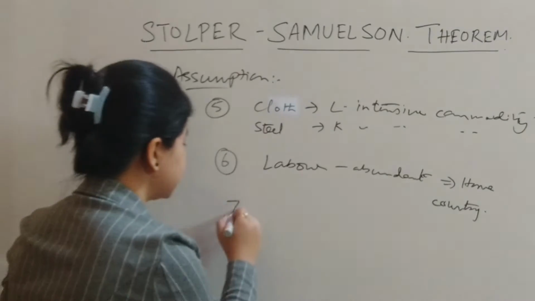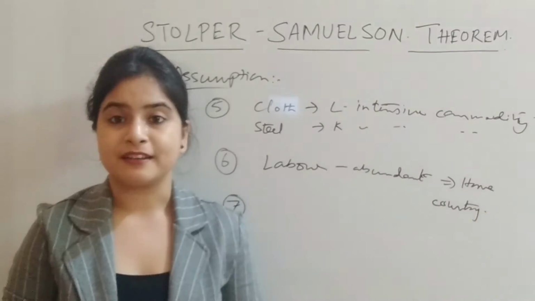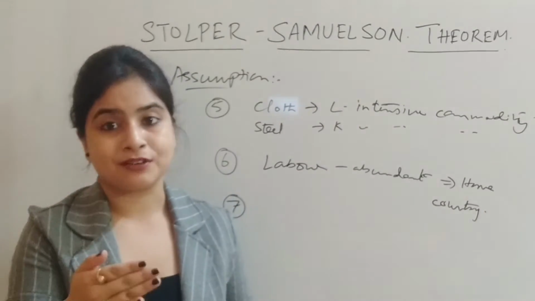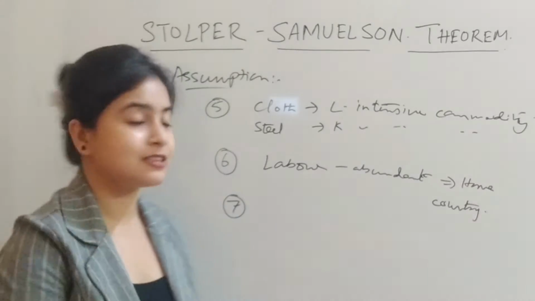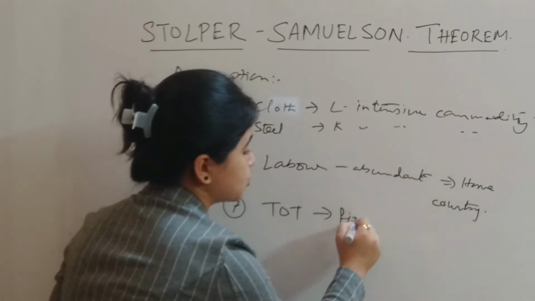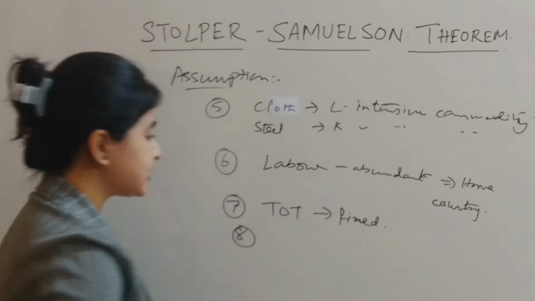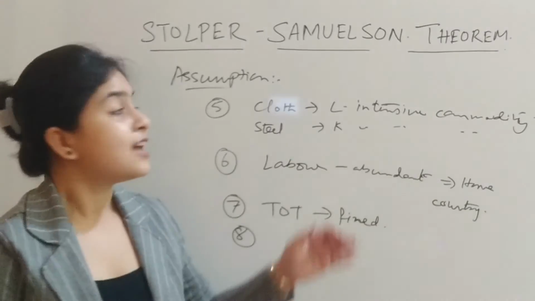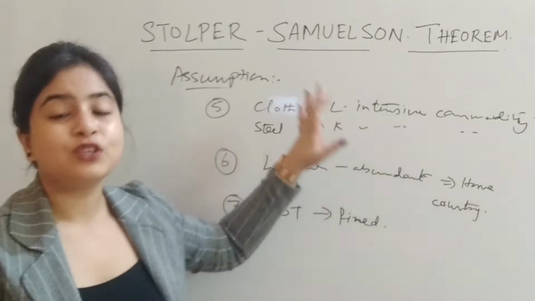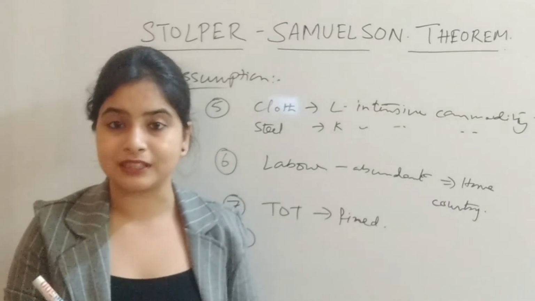Now the seventh assumption talks about the terms of trade between the two countries. They are assumed to be fixed. So the terms of trade are assumed to be fixed. This is the seventh assumption. The eighth assumption says that neither of the two commodities is used in the production of the other commodity.